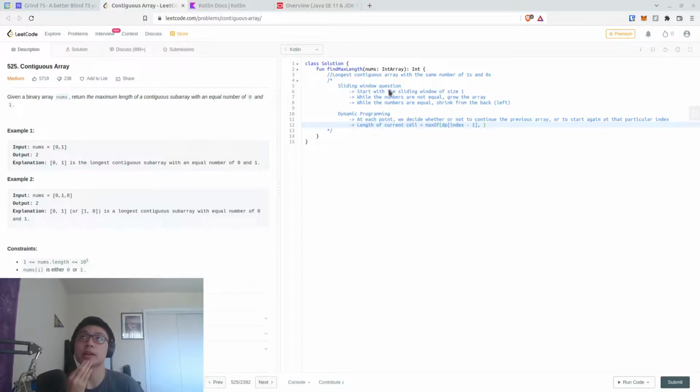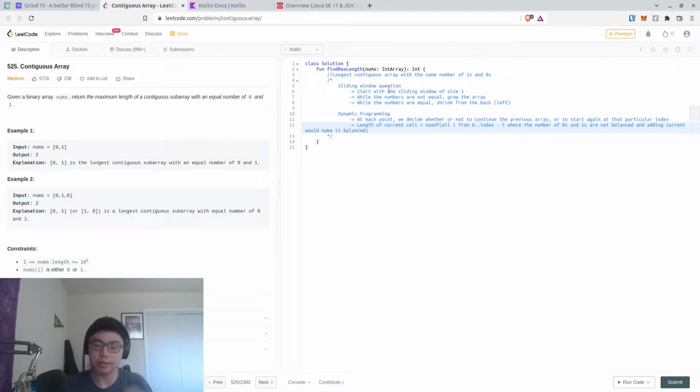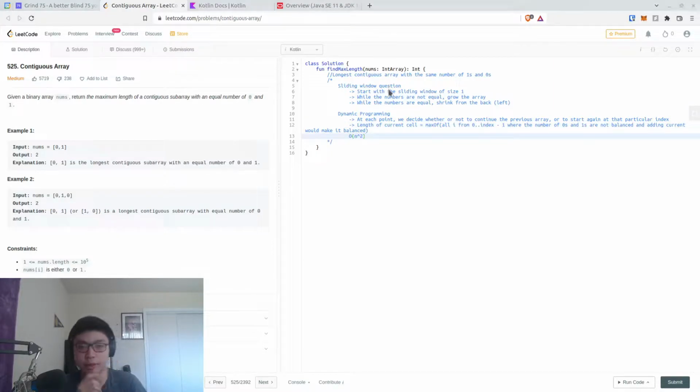it would have to be that, for all i from 0 to index minus 1, where the number of zeros and ones are not balanced, and adding current would make it balanced. That sounds like an interesting idea. This would be O of n squared probably, runtime.